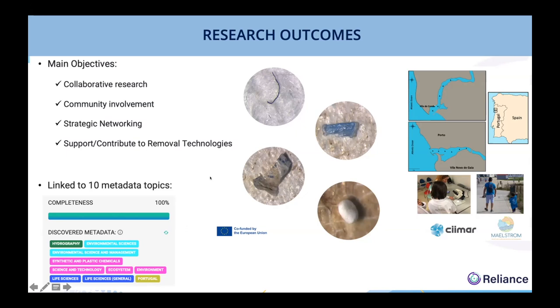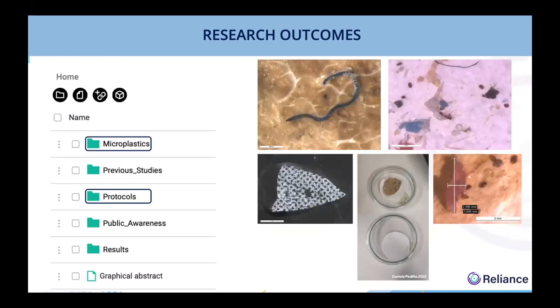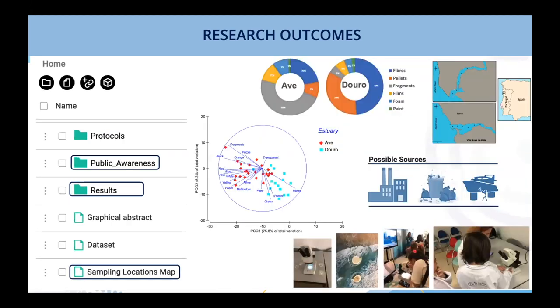This research object is linked to at least 10 metadata topics. And here are some captures about the structure of this project, some examples of microplastics identified in these estuaries, the protocols and methodologies used, and also some of the results comparing the microplastics in both estuaries, microplastic characterization, and with this knowledge to try to identify possible sources of these emergent contaminants. And together with this joint knowledge, also involving the community with dedicated activities, trying to change attitudes and behaviors, reducing significantly the input of these contaminants in the estuaries.